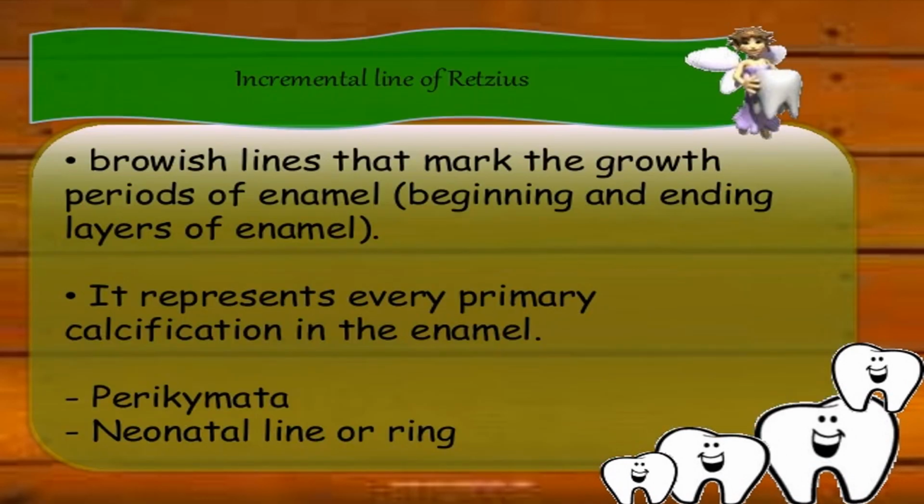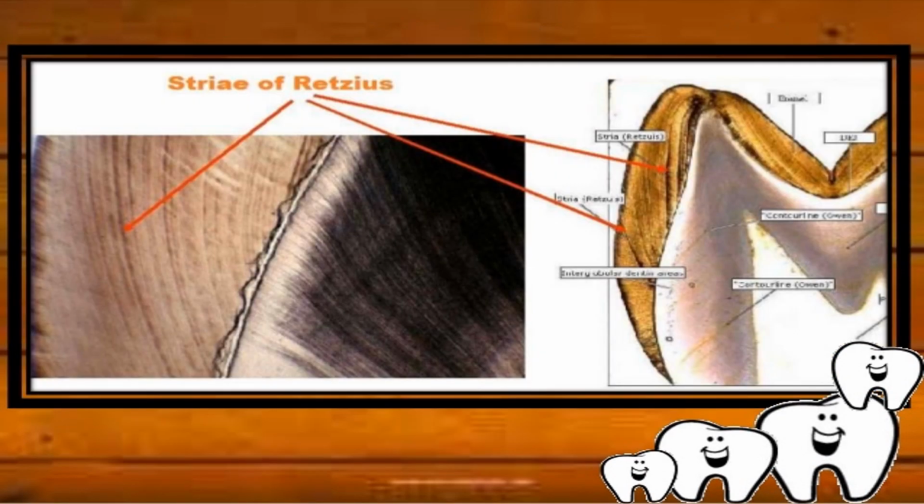Incremental lines of Retzius. These are the brownish lines that mark the growth periods of enamel, the beginning and ending layers of enamel. It represents every primary calcification in the enamel. Perikymata and neonatal line or ring. Focus on this statement. Perikymata or it is also neonatal line or ring. Stria of Retzius.